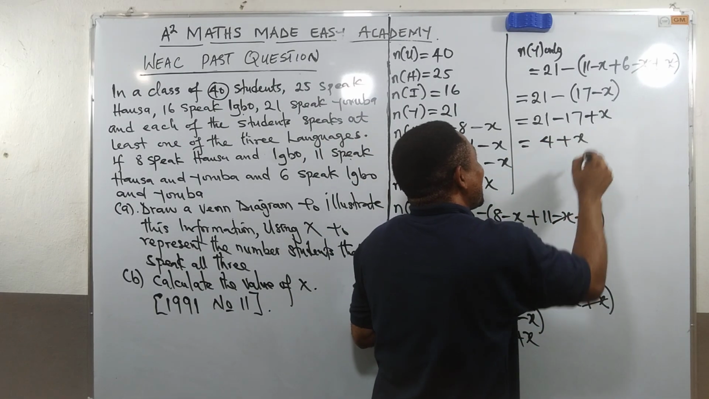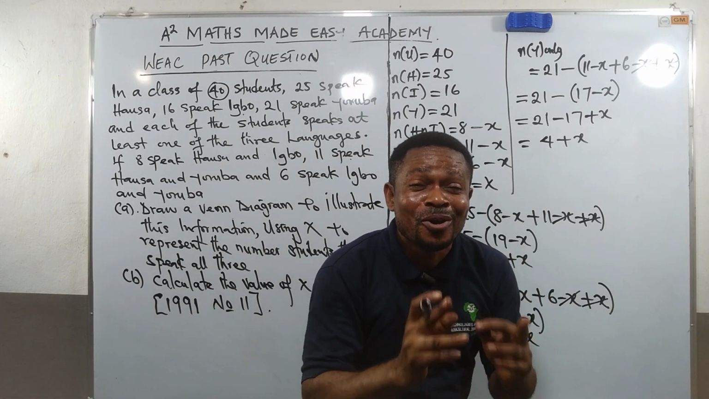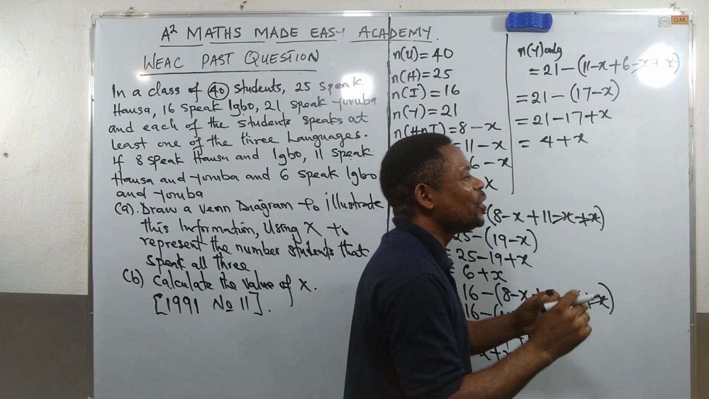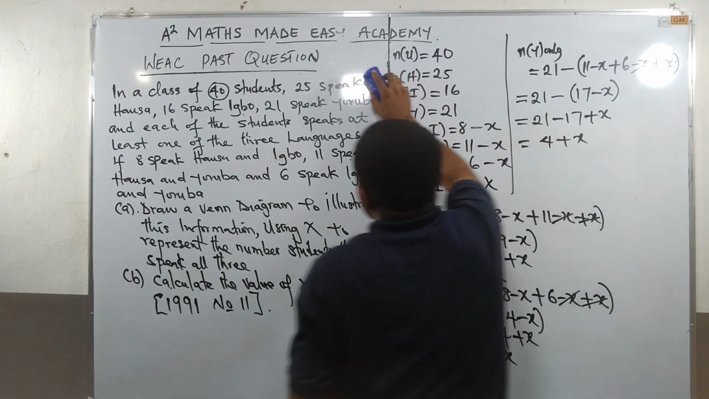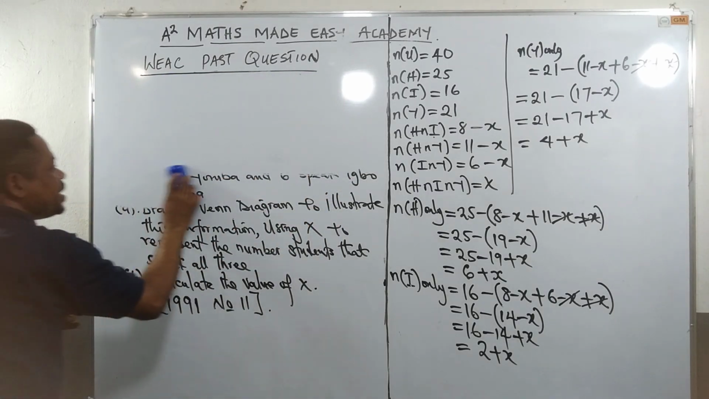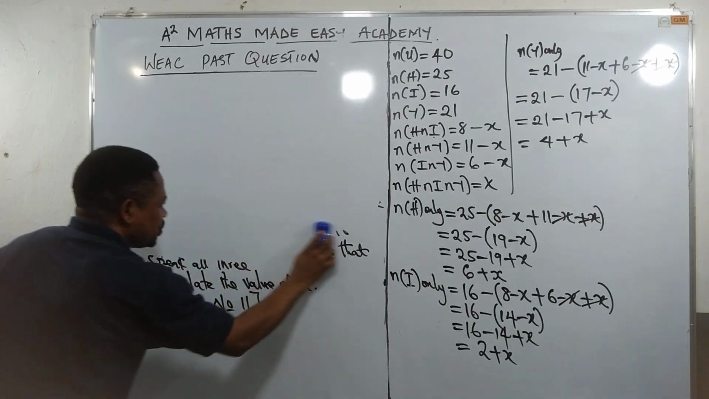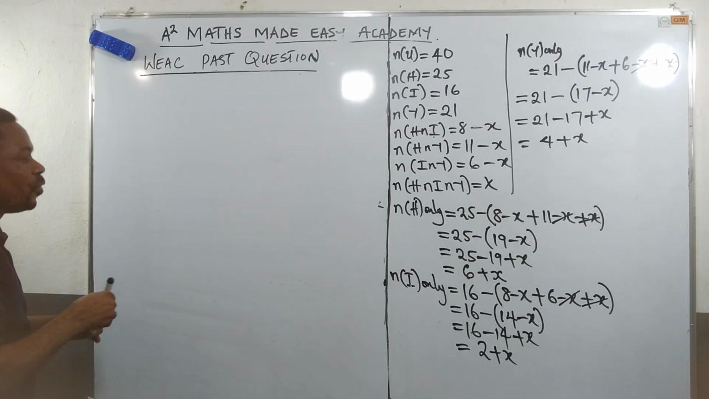4 plus what? X. So which means the number of students that speak Yoruba only is 4 plus what? X. Now can we solve the questions one after the other? The first one says we should represent the information on a Venn diagram. Now let us do that and know exactly how the thing looks like. Are you ready? Oh yeah, watch.